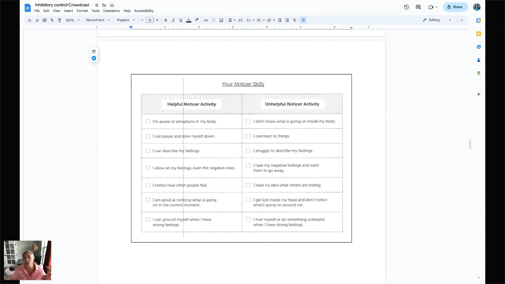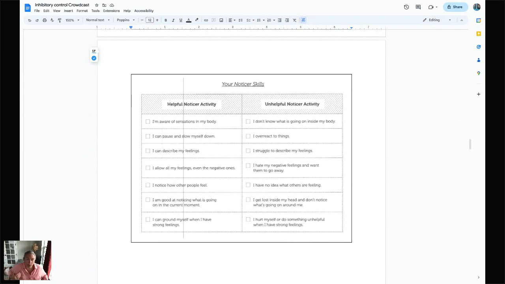We've got ideas and tools to support the development of these new skills. So when we go down this noticer skill checklist, if I start with the unhelpful noticer activity first, we've got, I don't know what's going on inside my body. Not so helpful. That's the noticer's job. Am I hungry? I know a lot of individuals who are more impulsive when their basic needs aren't met, when they're tired, when they're hungry, when they're hot, when they're thirsty. We're going to see a lot more of that behavior.